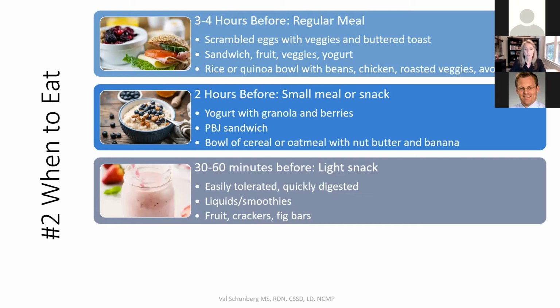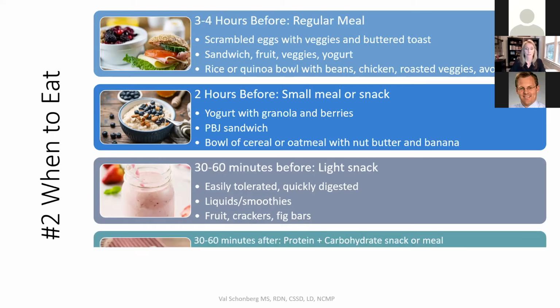As we get closer to dancing, we want things that are more easily tolerated and quickly digested. So things that are higher in fat, fiber, and protein are going to be a little bit hard on the GI system. Some people tolerate that well, and that's great. We certainly want to be able to do some gut training as well. But in general, we focus on things like liquids and smoothies, or fruit like a banana, or crackers. Animal crackers, graham crackers, and fig bars are some examples of a light snack that you might have before dance.